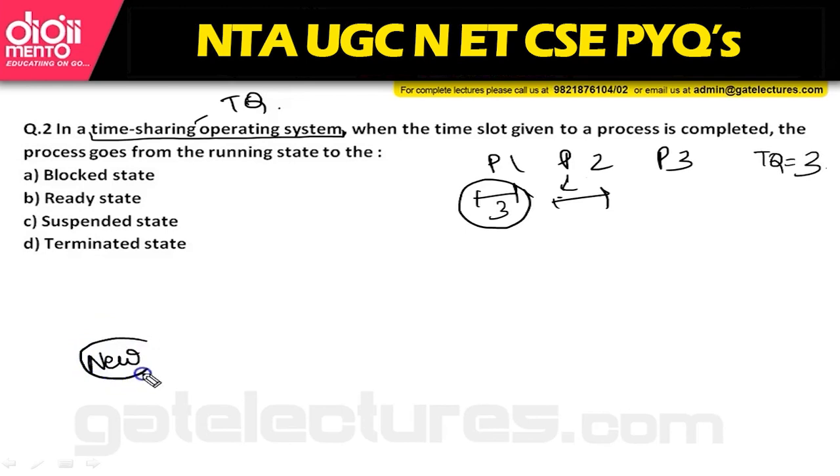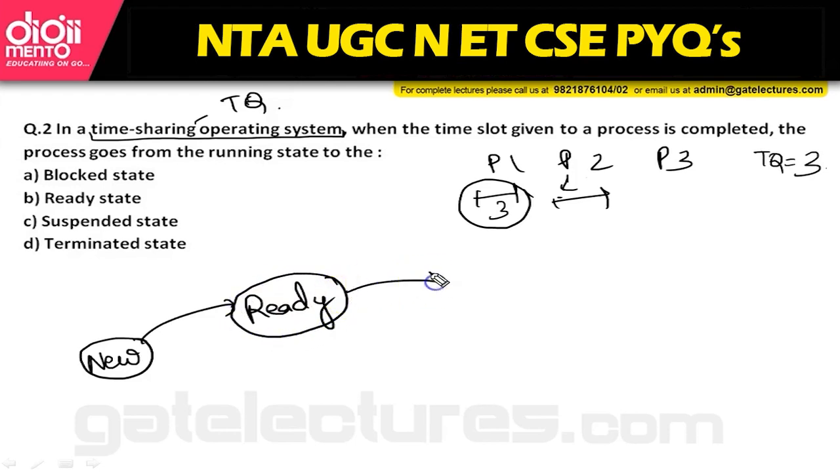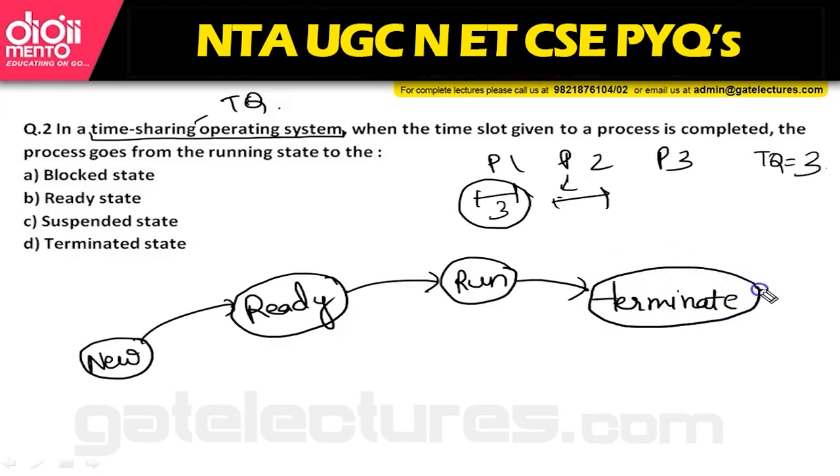Suppose I have a process in the new state, then it will come to the ready state. When it gets the CPU for execution, it comes to the running state. And suppose there is no time quanta, priority or IO interrupt, then it will successfully terminate. If it has no other demand and is executing without any interrupt, then it will go to the terminated state. Basically, you can say this is the final state.